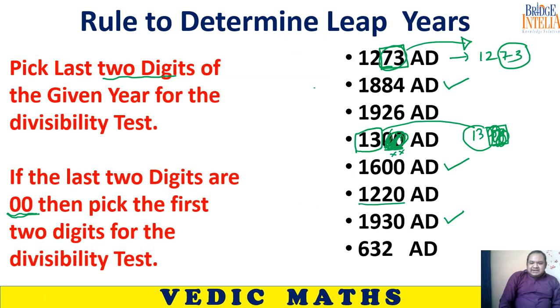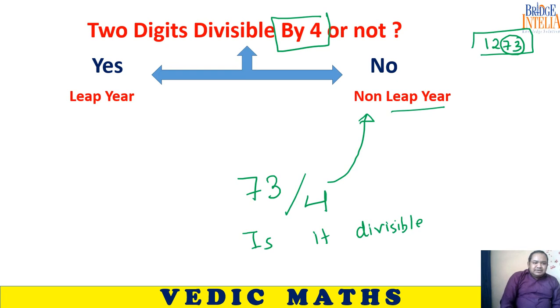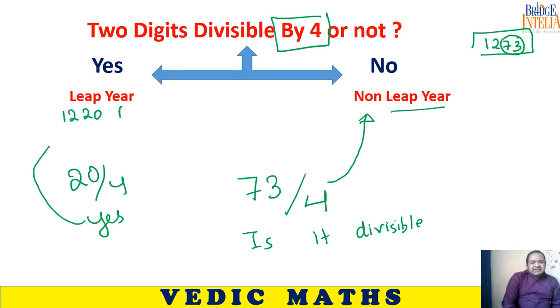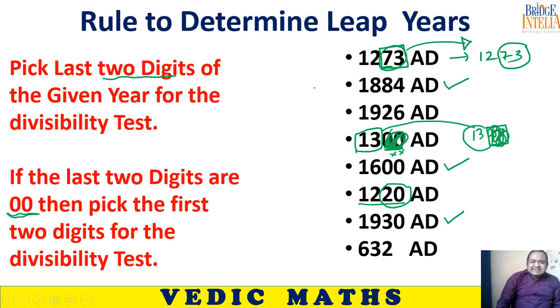So 1220 AD. I pick the last two digits. So 20. So if I divide 20 by 4, it is divisible. Yes, it is divisible. So if the answer is yes, then I would say that 1220 AD is a leap year. Now, what is the exception? If the last two digits are 0, then you pick the first two digits.